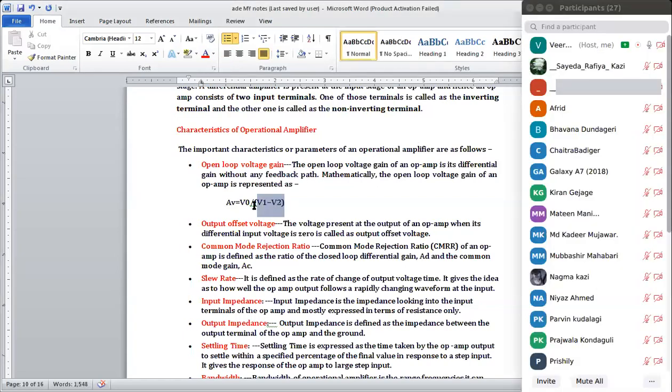So how do we represent this? It is represented as AV, the open loop voltage gain, equal to the output voltage divided by V1 minus V2.